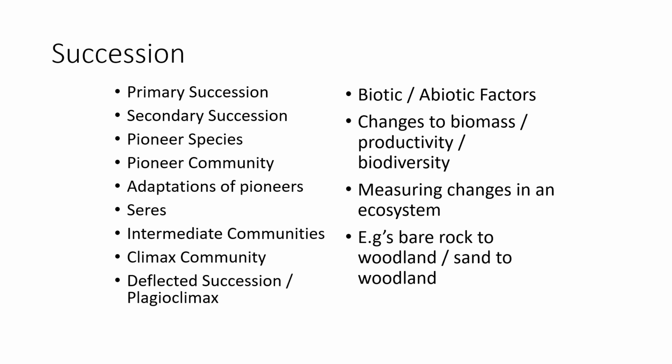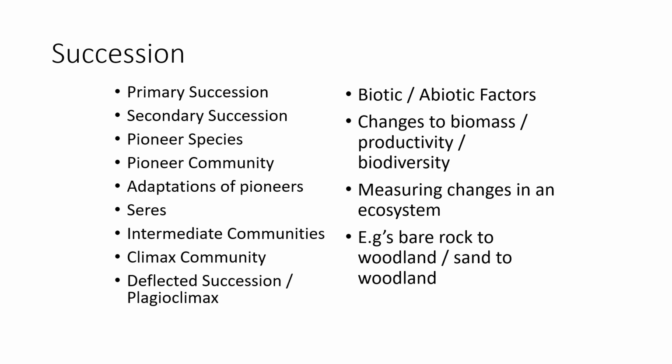It could also be as simple as, you've got a field which is being regularly mowed. It could be a field where you're applying weed killers, for example. So it's usually some sort of human intervention that's involved in deflecting succession or creating what's called a plagioclimax. In other words, that particular area wouldn't reach a natural climax community.